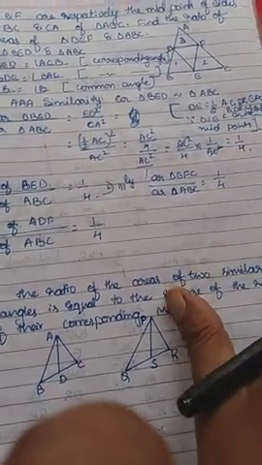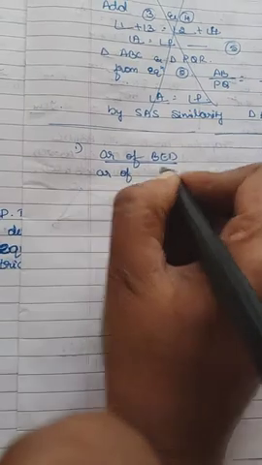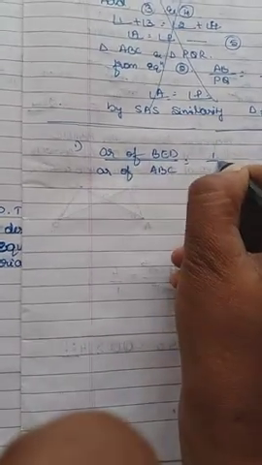Next, I will do the continuation part here. So we now get the ratios for the three triangles. First we take the first one, that is the area of triangle BED divided by the whole area of triangle ABC, equal to 1 by 4. You got that, no?